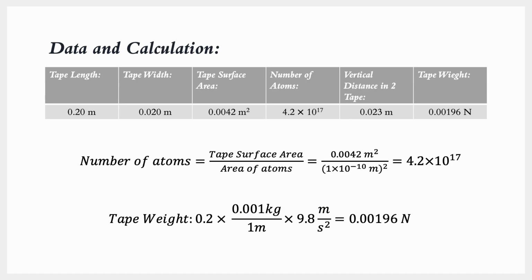For the data and the calculation, the first part is shown in the graph. The surface area is calculated by the length times the width. The number of atoms is calculated by the surface area over the area of an atom. The formula is shown in the graph. The tape's weight is calculated by the tape's mass times the gravitational acceleration, which is 9.8. The formula is also shown in the graph.